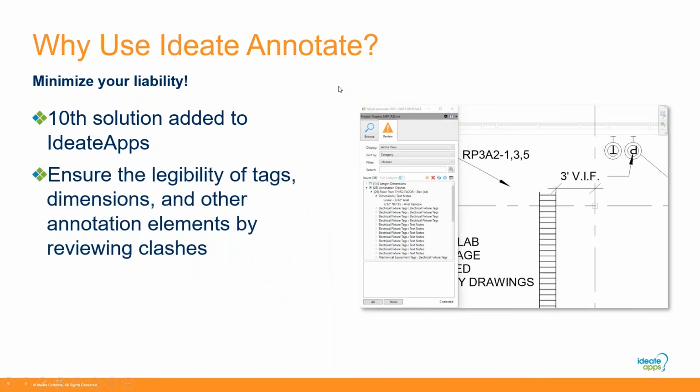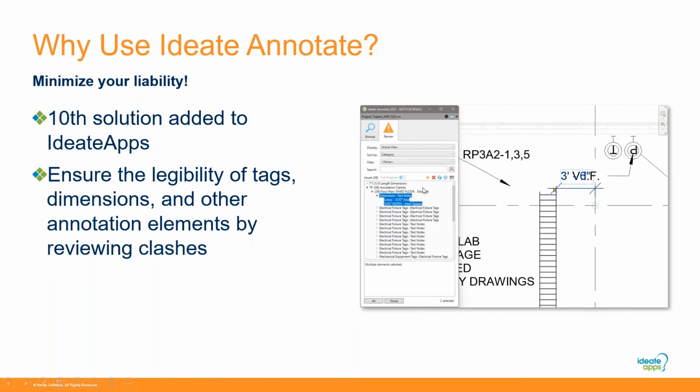So what's it all about? What is this tool? What's the use for it? Well, we're looking at the legibility of tags and dimensions, so we can review your drawings, your production information, to review whether you have overlapping tags or clashes. Really, it's a kind of clash detection for 2D annotation.